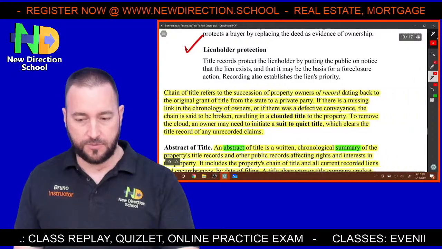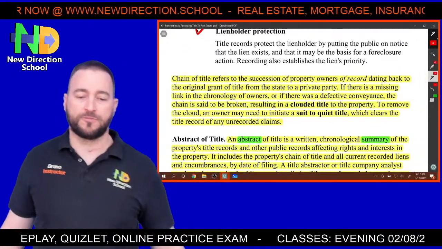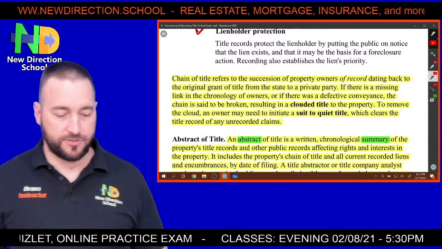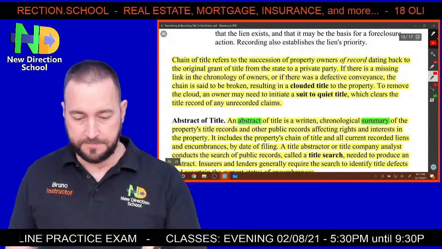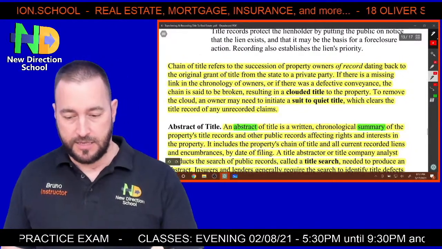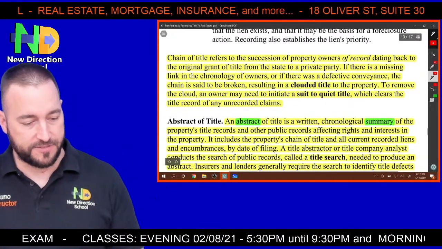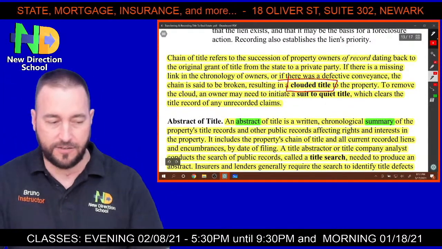Now, chain of title, we talked about the links. And the chain of title refers to the succession of property owners of record dating back to the original grant of title from the state to a private party. If there's a missing link in the chronology of owners, or if there's a defective conveyance, the chain is said to be broken, resulting in a clouded title.